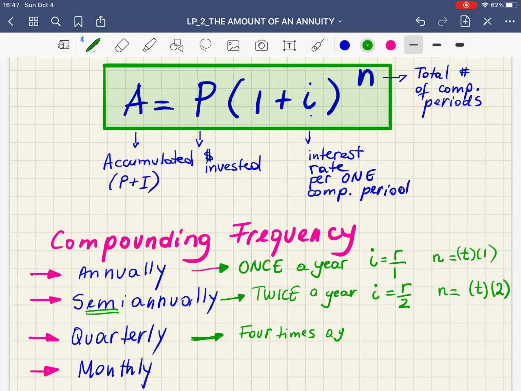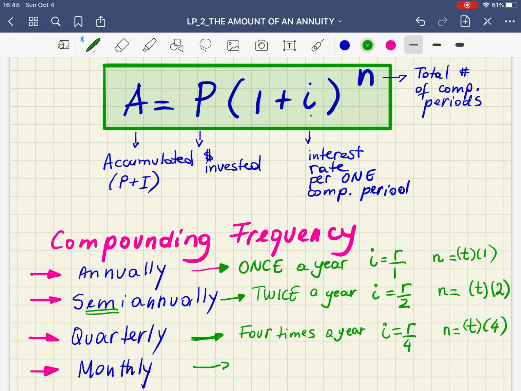Now, similar to the previous examples, we're going to have the interest per one compounding period equal to the annual interest rate divided by 4, because the annual interest rate will be spread over the 4 compounding periods evenly. And the number of compounding periods would equal whatever number of years you're investing the money for times 4, which is the number of times per year.